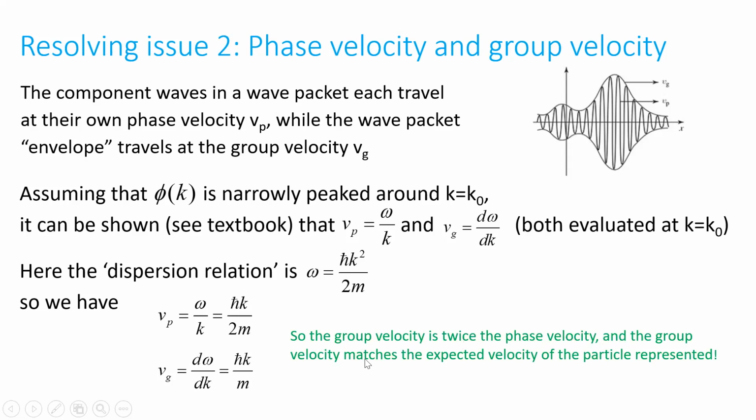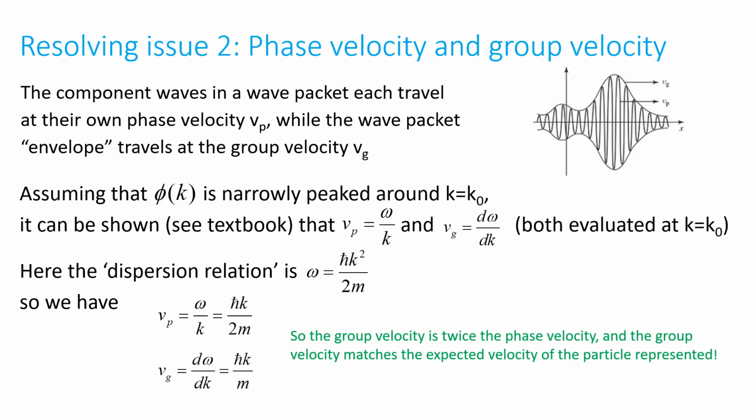And so the group velocity matches, because before the phase velocity, which we had, was 2 times too small, smaller than the classical velocity of the particle that we expected. But the group velocity is twice as big, so it exactly matches the expected velocity of the particle that's being represented. Okay, so using the group velocity for the wave packet resolves issue 2, that the apparent quantum velocity was too small by a factor of 2.